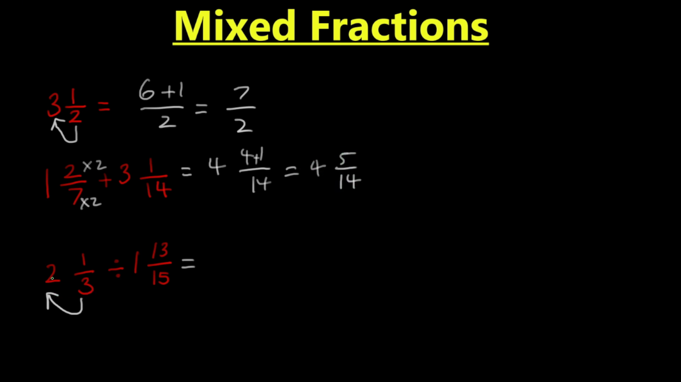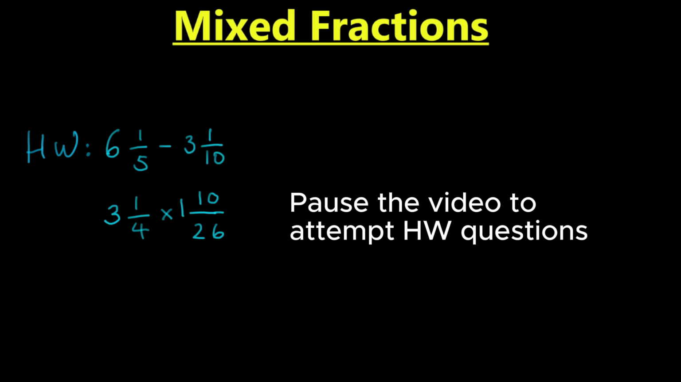3 times 2 is 6, plus 1 is 7 over 3. And then 15 times 1 plus 13 is 28 over 15. Then we would need to flip the second fraction and change it to multiplication. Then we can cross reduce. Go ahead and do the blue questions on the left.